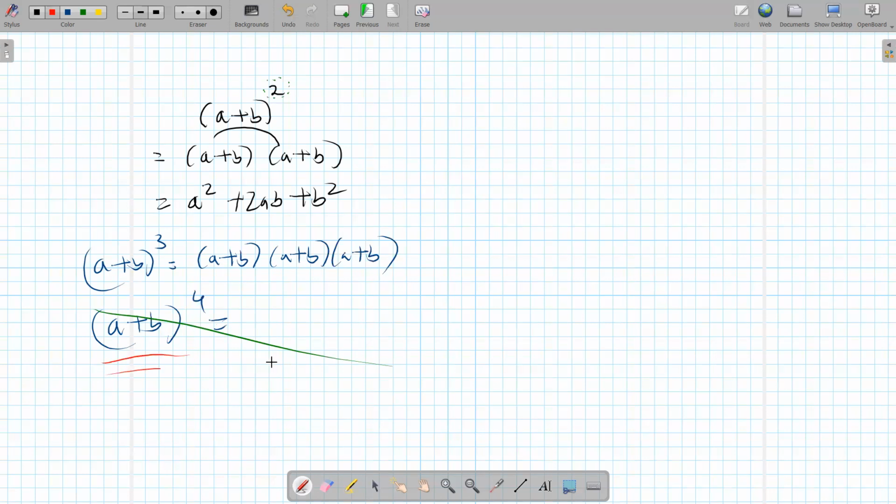No one has time to do this 4 times, or better yet, something like this: a plus b to the power of 100. What is that? And there's a better way to open this. First, understand, you see the power up here? The number of terms when you open this bracket is always going to be that power plus 1. For example, if the power is 2, the number of terms is going to be 3. Power is 3, the number of terms is going to be 4, okay?